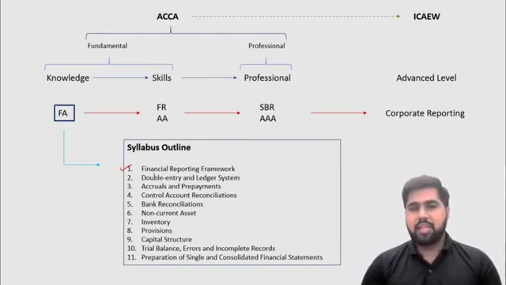Then financial reporting framework, double entry and ledger system, accruals and prepayments. You have probably heard these terms, and studied these topics in your FA1, FA2 as well, or if not, in your O levels or A levels, right? Control account reconciliations, bank reconciliations, non-current assets, inventory, provisions. Basically, these three topics are from specific standards.